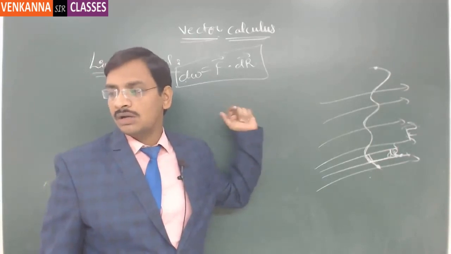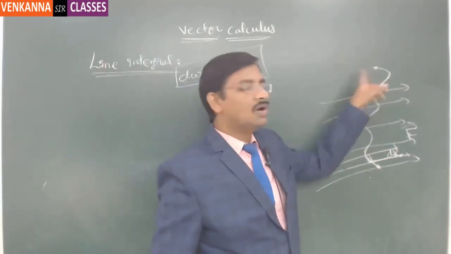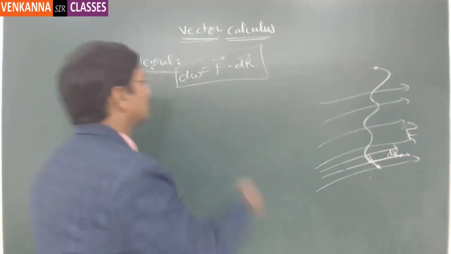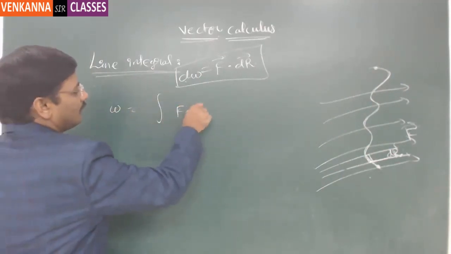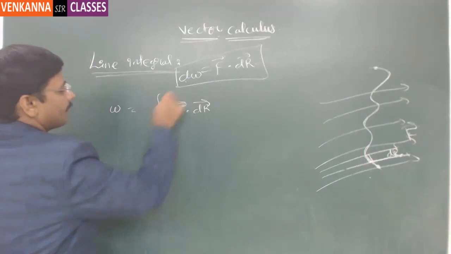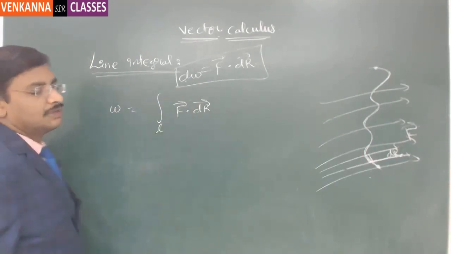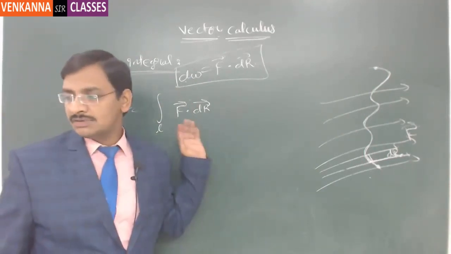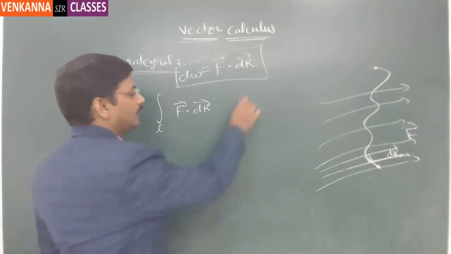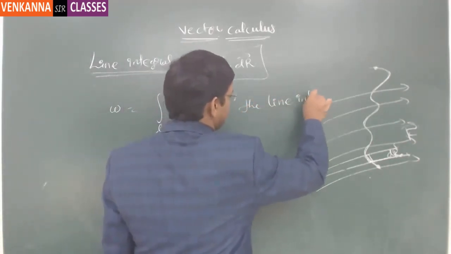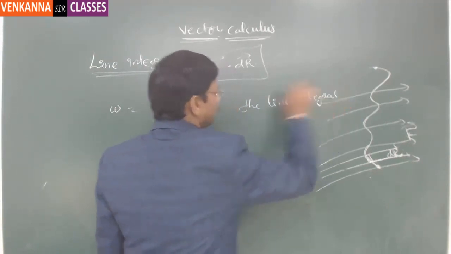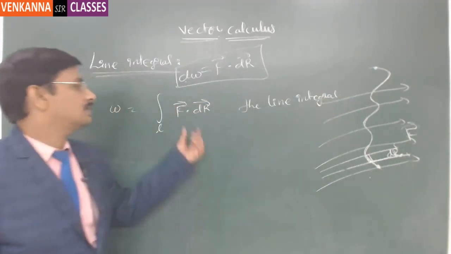Now, this work while moving from here to there, how much is it? That is W equal to the integral of F dot dr over the complete length L, and this is called the line integral. Got it? So that is why F dot dr comes into the picture here.